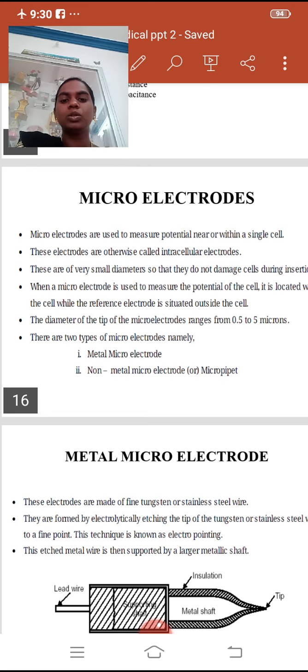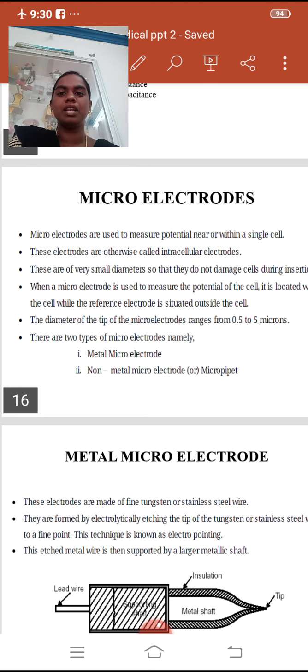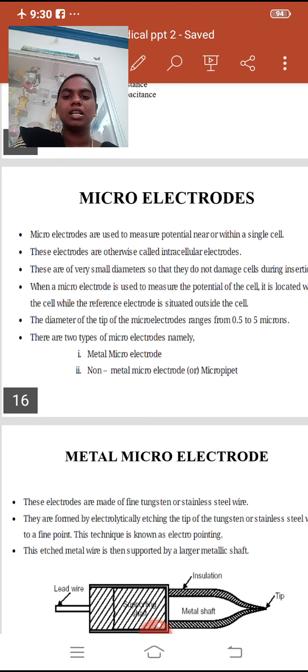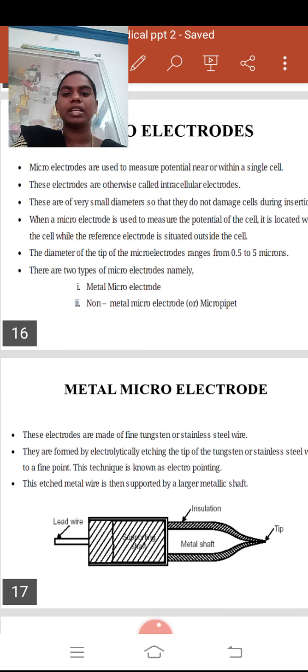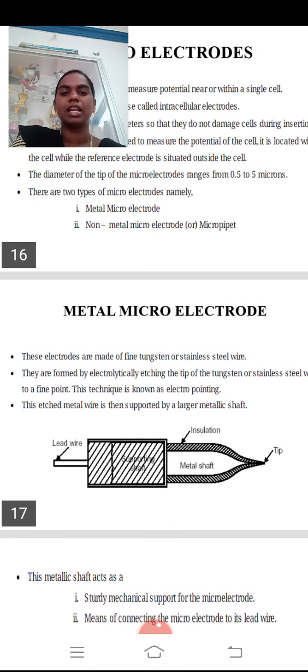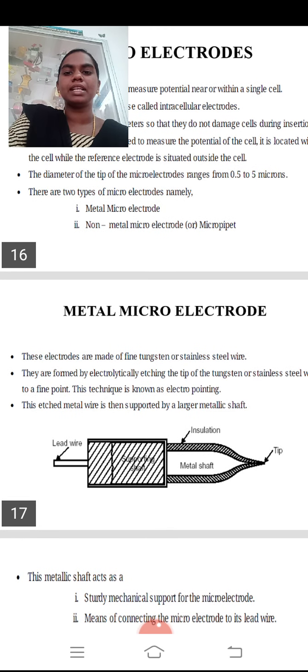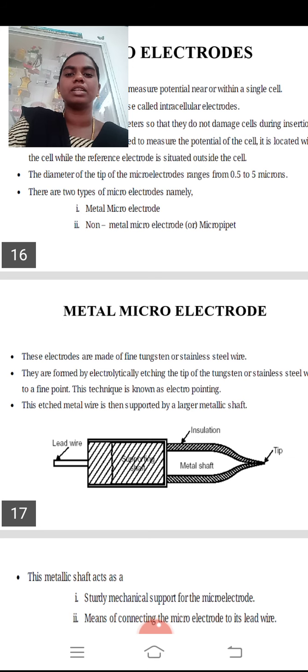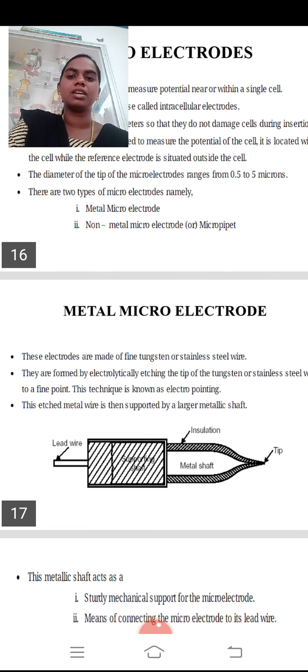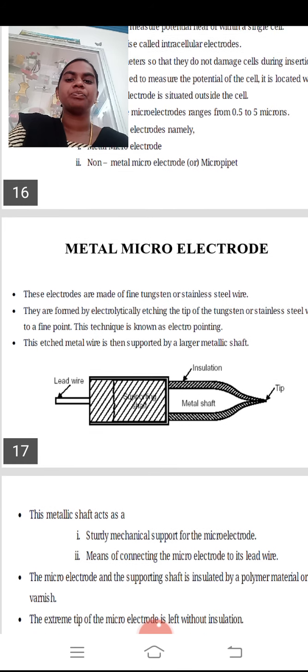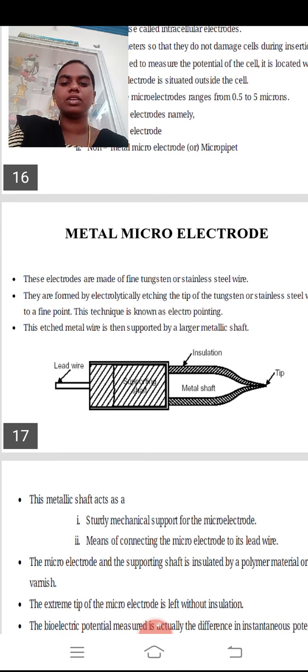Then there are two types of microelectrodes available. The first one is the metal microelectrode, and the second one is the non-metal microelectrode. Microelectrode itself is asked as an 8 mark or 13 mark question. So the first one is the metal microelectrode.